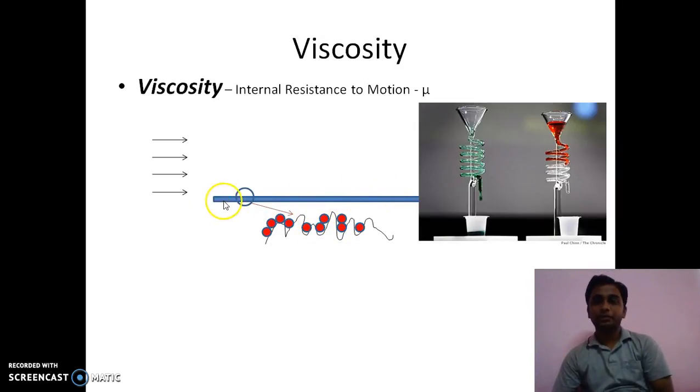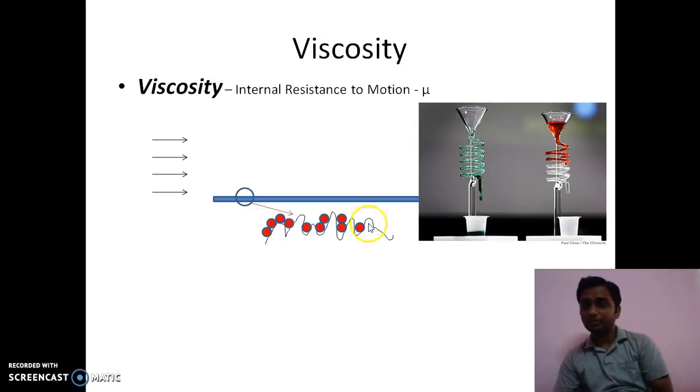And if the solid plate is stationary, we can say that the velocity of the fluid layer in close contact with the solid boundary will be equal to 0. Now this condition is known as the no slip condition. Why is it known as the no slip condition? Because the particles or the molecules are getting clogged here and coming to rest.